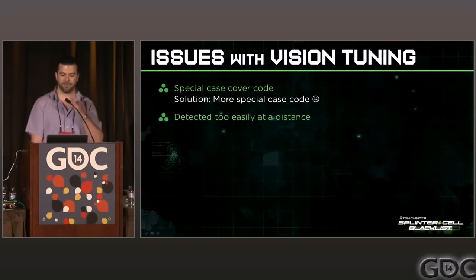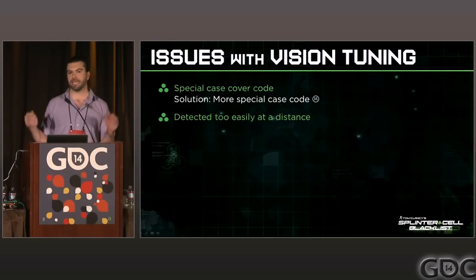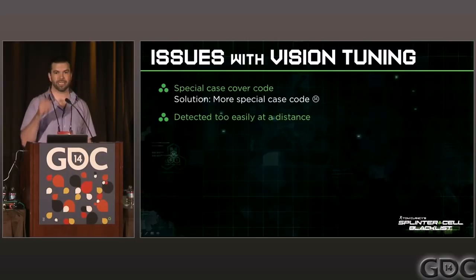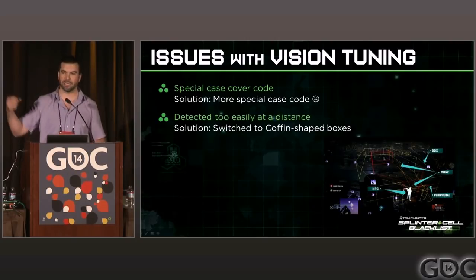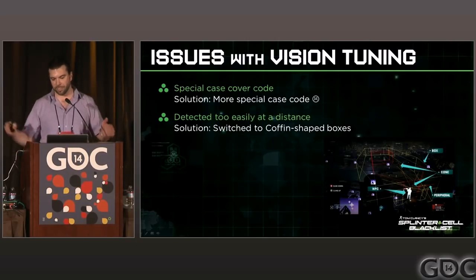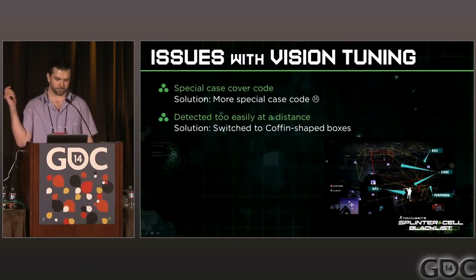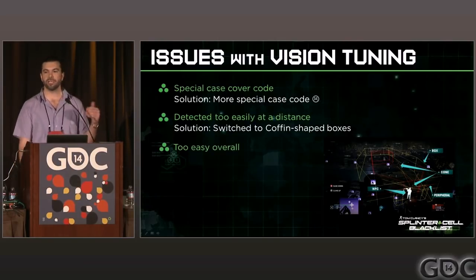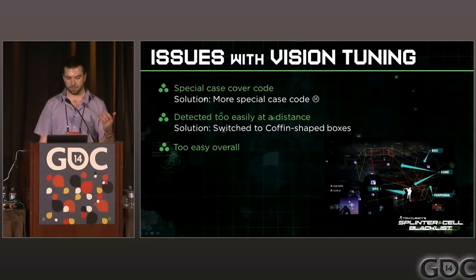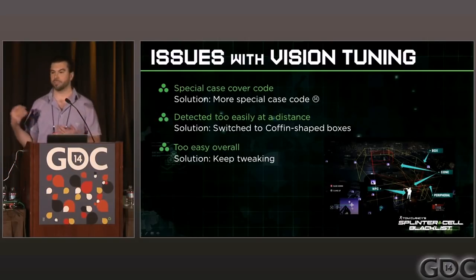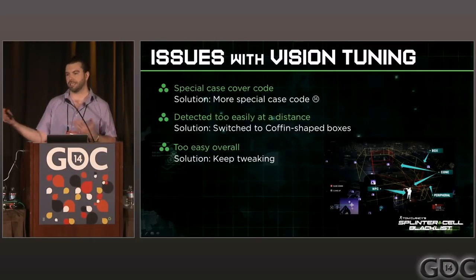So the second issue that we found was that the players were getting detected too easily at a distance, and specifically at a distance but when they weren't directly in front of the NPC. So obviously this is what led to us changing. We originally just had regular boxes, and we changed them to these coffin-shaped boxes that I talked about. And the third thing was that players were finding it actually too easy overall. Once we got rid of those other issues, the players found it too easy. And so the solution to that was that we just kept tweaking. And we literally did that till the end of the project.